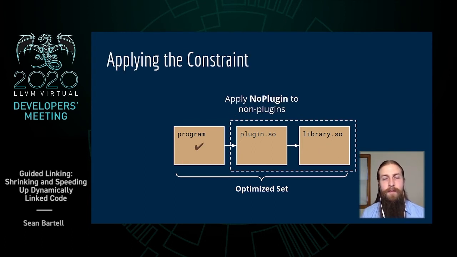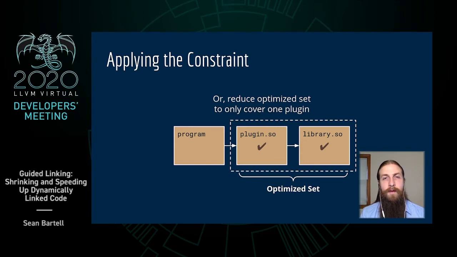The developer can apply the no plugin constraint to code that will never be loaded as a plugin, or even as a dependency of a plugin. That code will always be at global scope, so we don't have to do any extra work when moving it around. There's actually another option for this constraint. If the developer shrinks the optimized set so it only contains code that belongs to a single plugin, all of our code will be at the same local scope, so again we can move code around without extra work. We can apply the no plugin constraint to the entire set in this case.